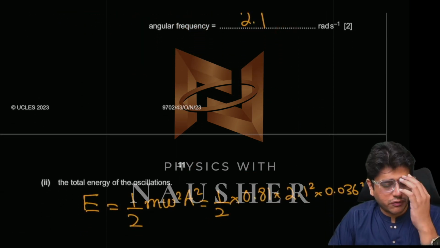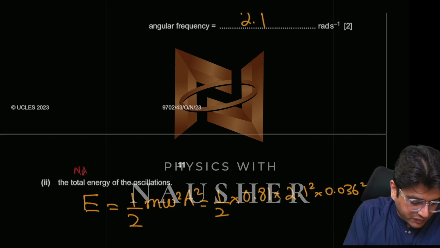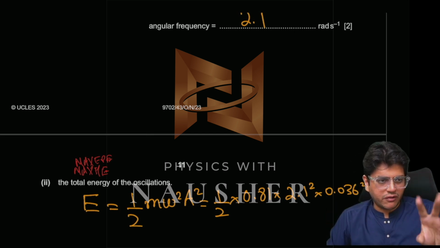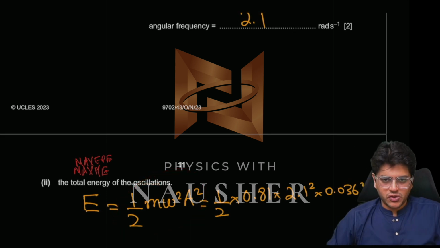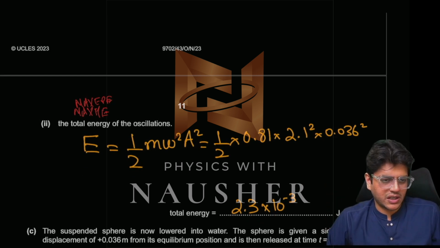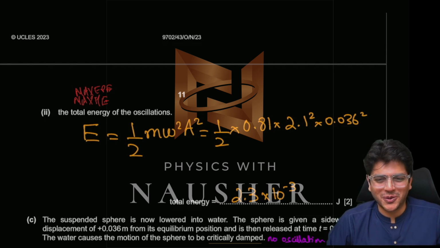What is the total energy? Remember, if they ask you what is the maximum kinetic energy, what is the maximum elastic potential, whatever, maximum energy, total energy, all have one formula, which is this one: half m omega squared a squared. So you just plug in the values and you will get your answer as 2.3 × 10⁻³ J. I've done all of the working, and I've checked these calculations, so just check them out as well, but do it yourself.